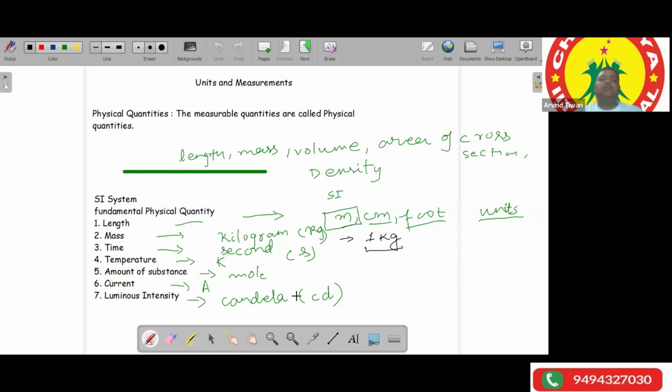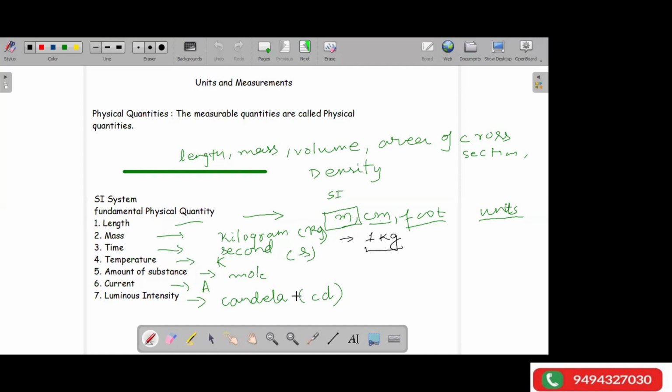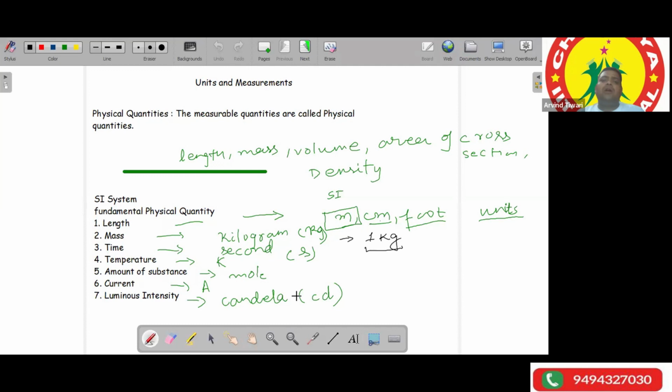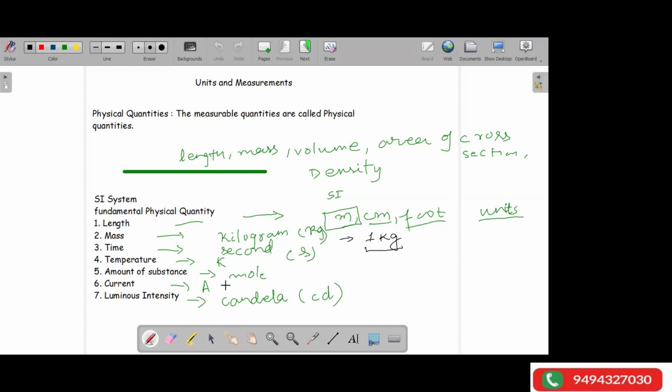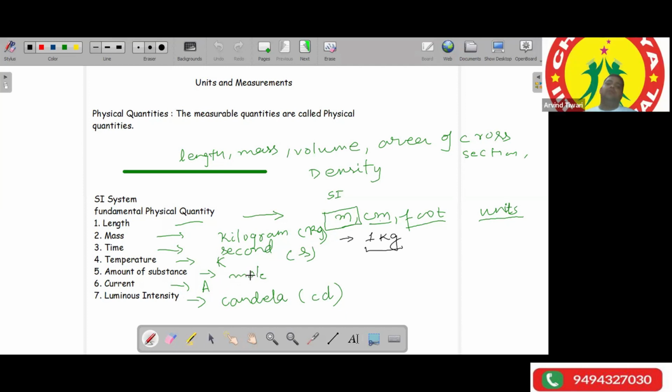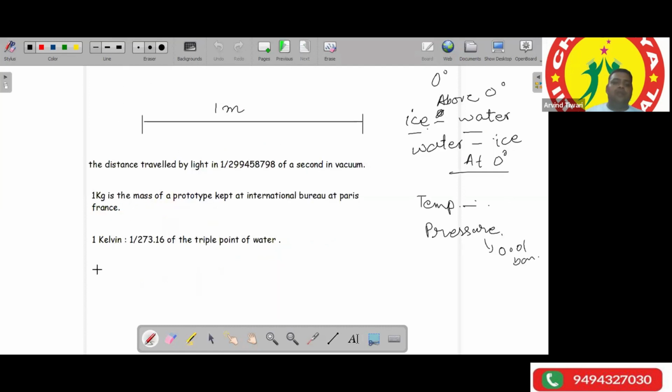So this was today's class. We had discussed the fundamental units or fundamental physical quantities. They are also called basic physical quantities. Funda means basic. Now, all the other physical quantities can be written in terms of these fundamental quantities. For example, if we try to write down volume.